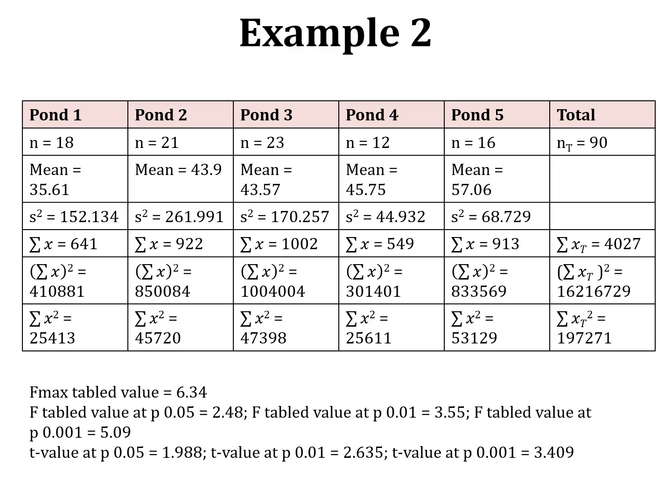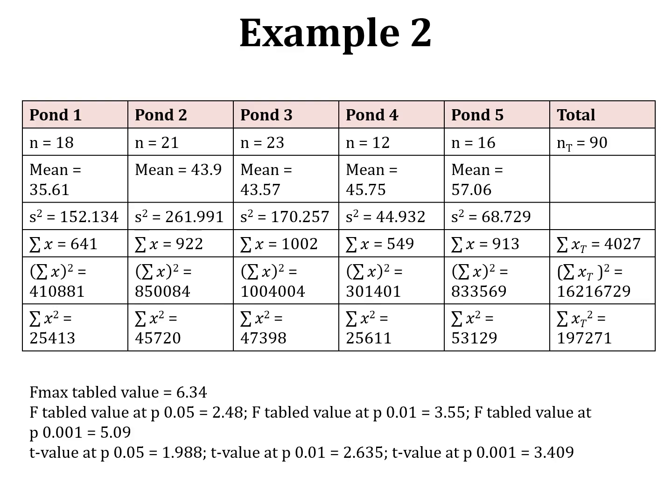Here also the total number of observations is 90, but the difference is that in this case the number of samples is 5. In the previous example, the number of samples was 3, and the number of observations in each of the samples was 30. But in this case, we have taken different numbers of observations from each of the ponds, and these ponds are 5. So here we have 5 different liming doses that need to be compared.